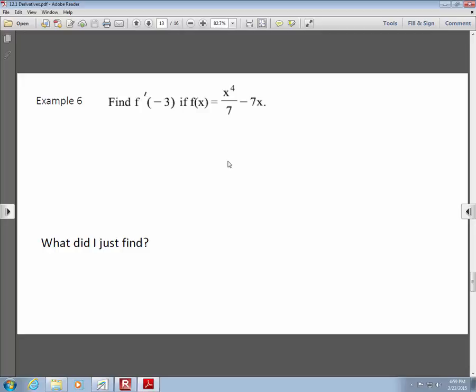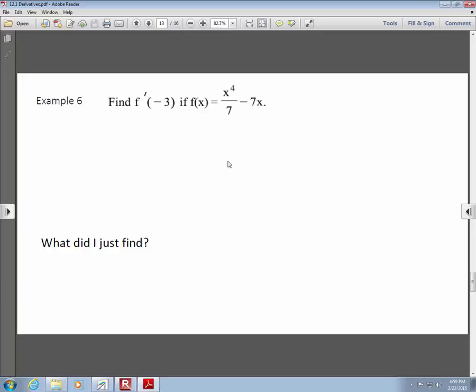Over 7. What did I just find? I found the slope at x equals negative 3, which is negative 145 over 7. I don't have a calculator on me to get the decimal of that.